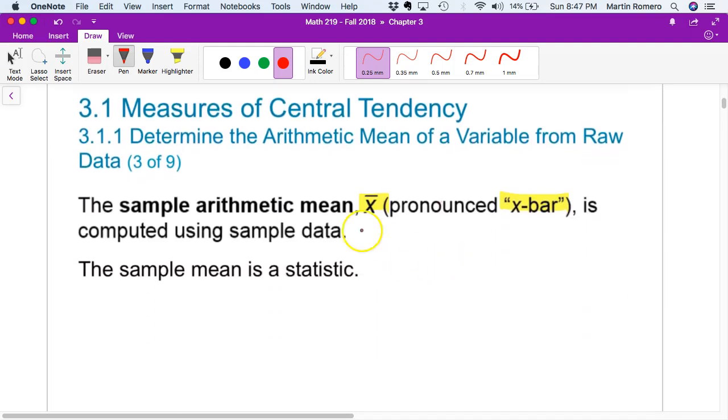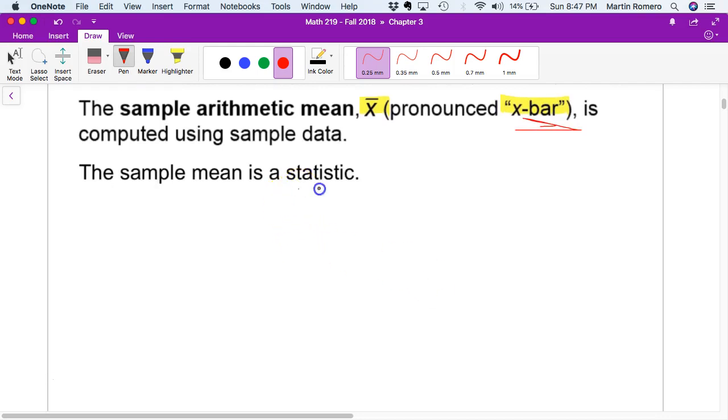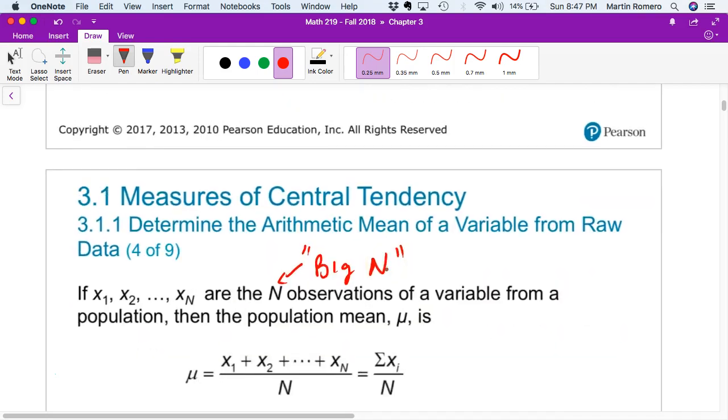Sometimes, and most of the time, we take data from samples. And so when we do the mean from the sample, we call that a sample mean, or we call it X bar for short. And that's the term we use. So just again, get used to it. That's a statistic because it's coming from a sample. So get used to that.